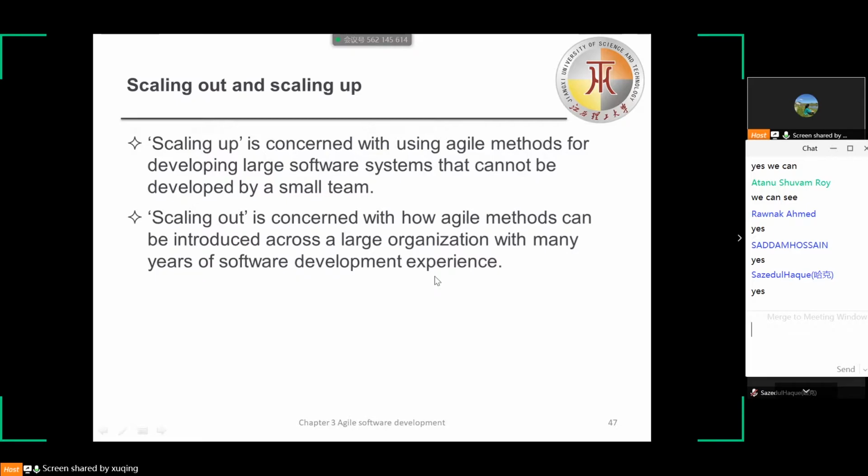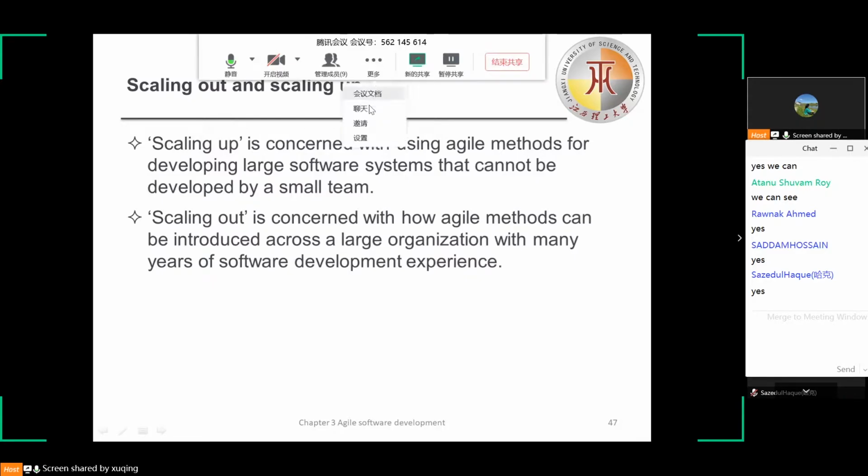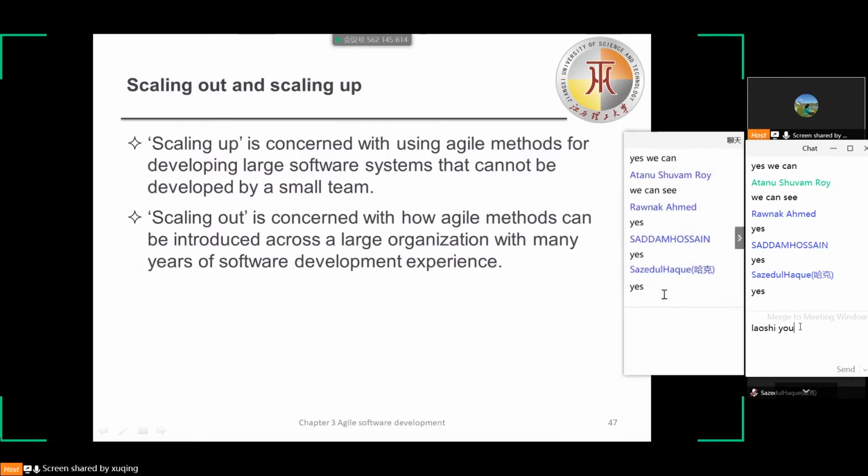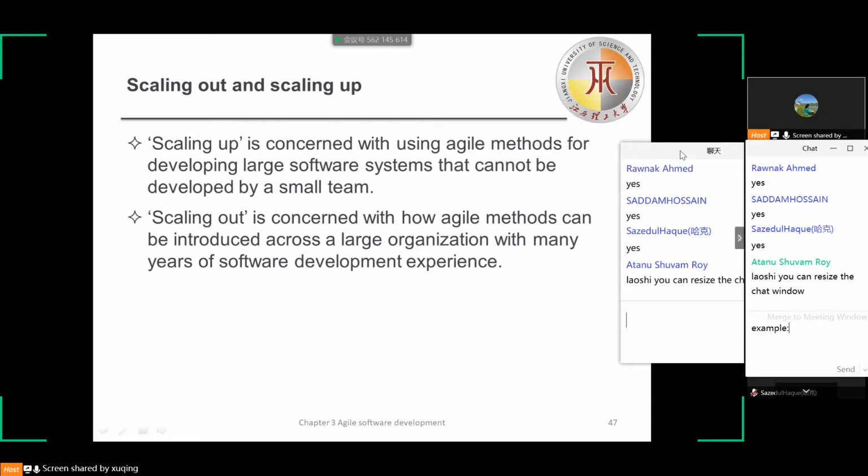So how do you understand these two different perspectives? Do you have some propositions? Some ideas about these two different perspectives? Scaling up and scaling out.